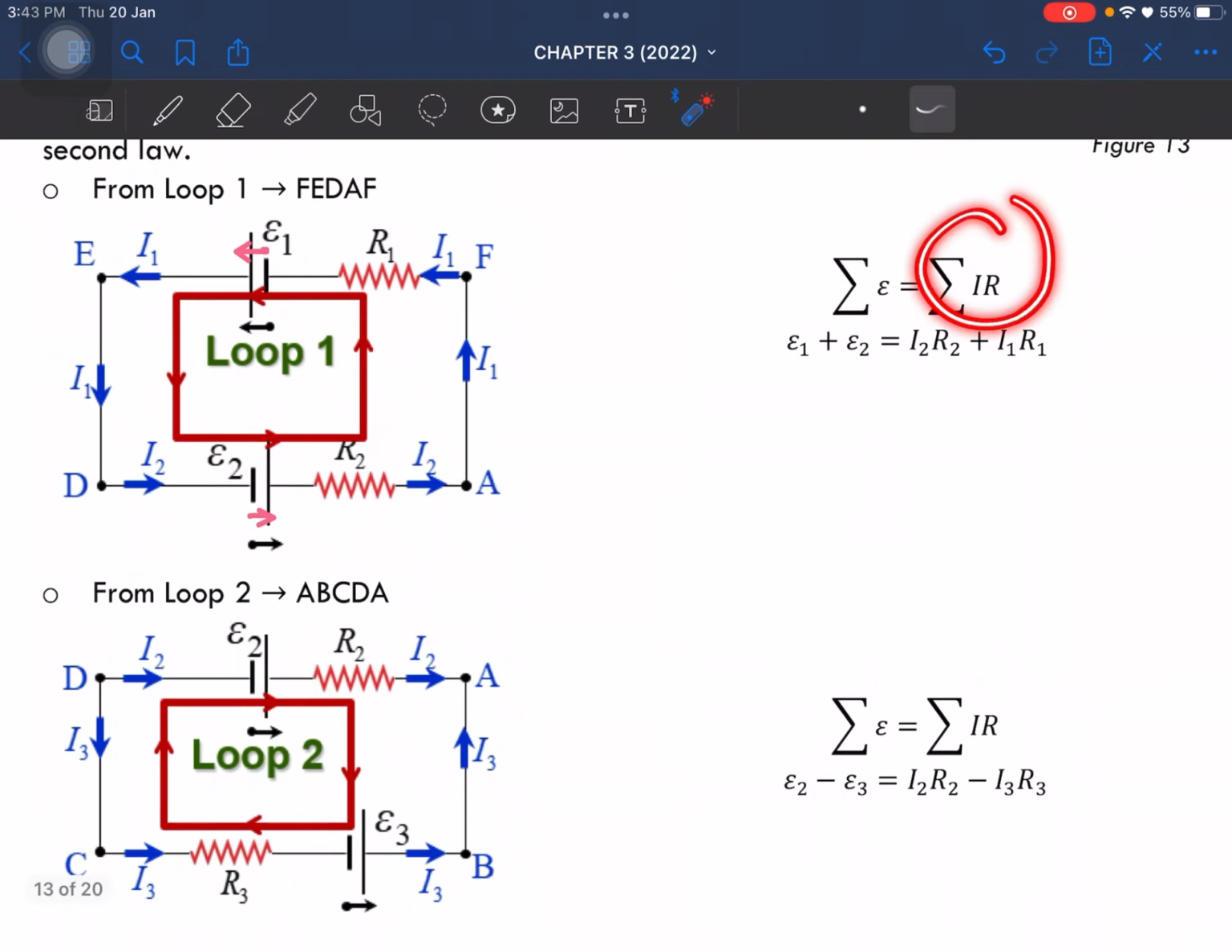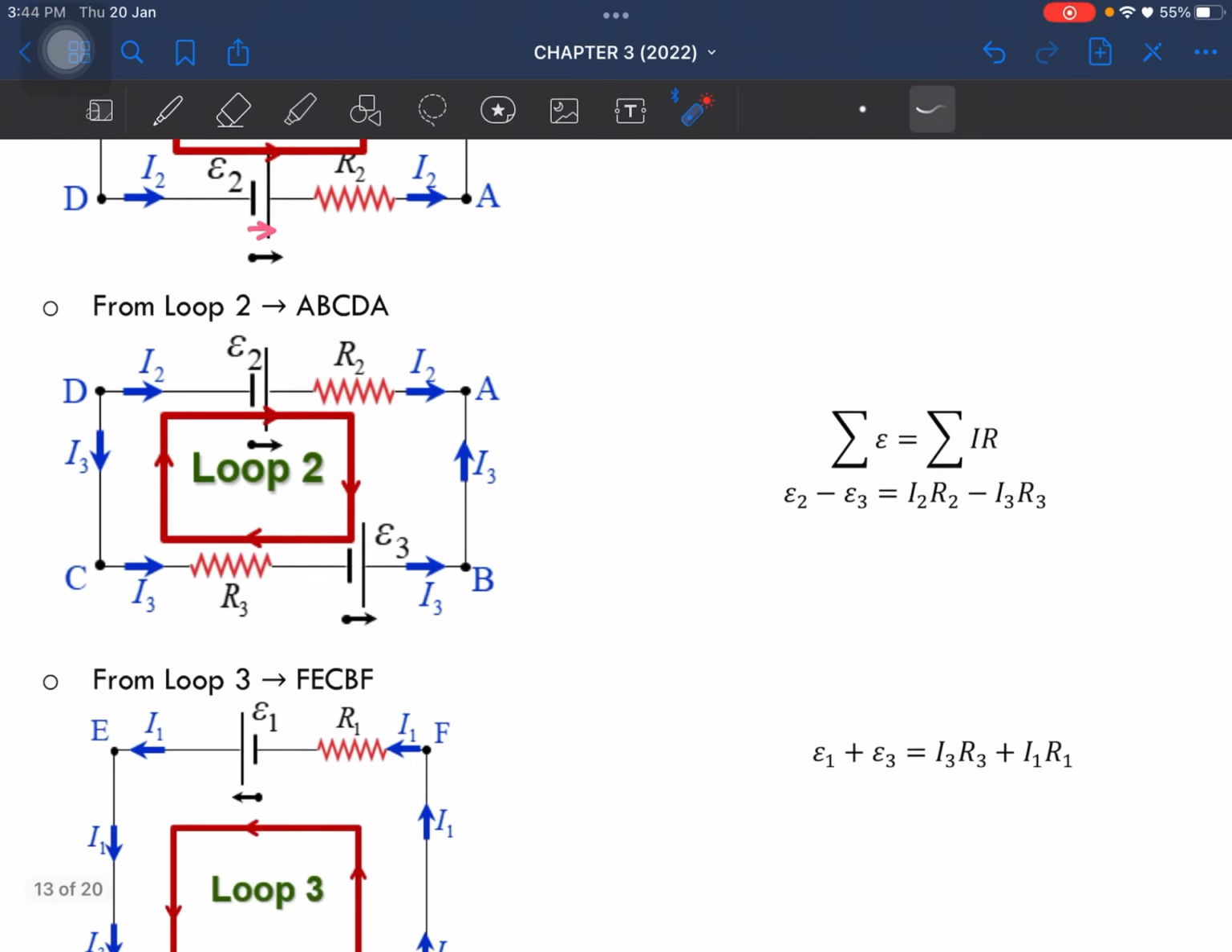Then we look at the product of IR. If the direction of the loop is similar to the direction of the current, it is positive. Let's look at R1 first. For R1, the direction of the current is similar to the direction of the loop, so positive I1 R1. For resistor 2, it is the same: the direction of the loop is similar to the direction of the current, so it is positive.